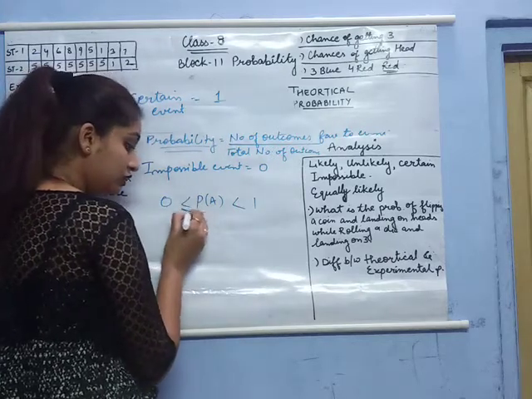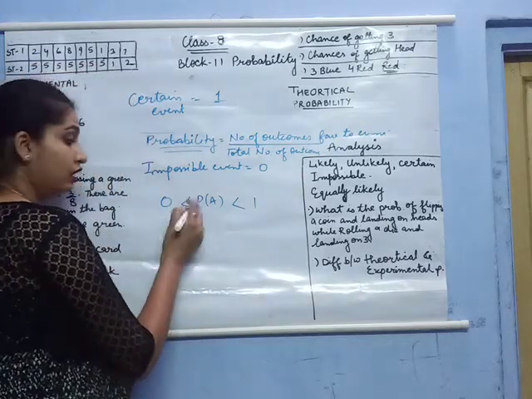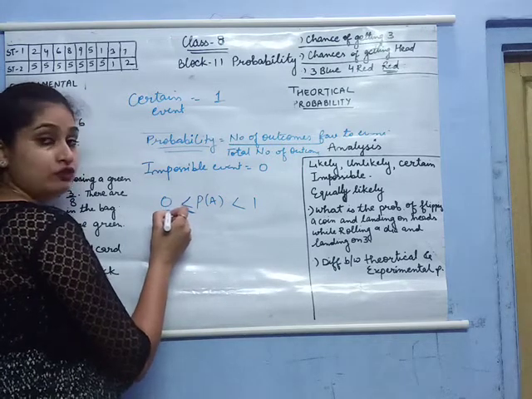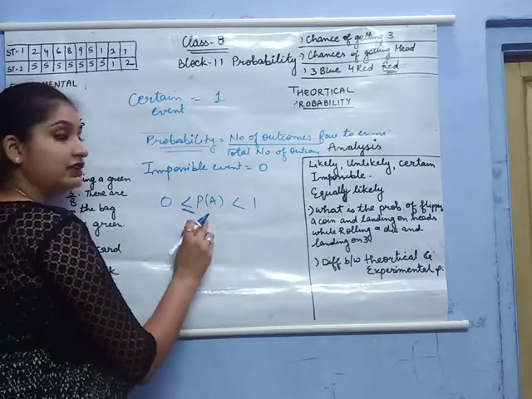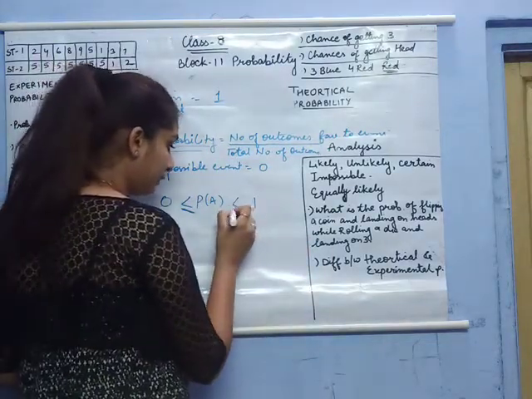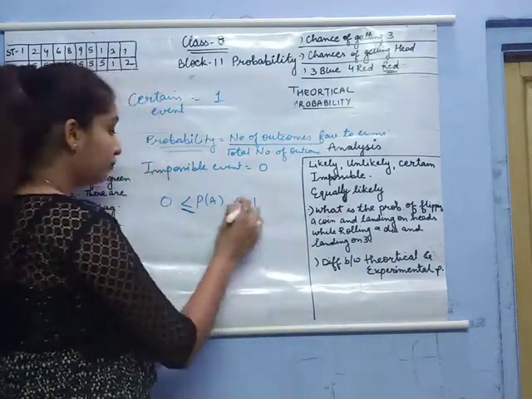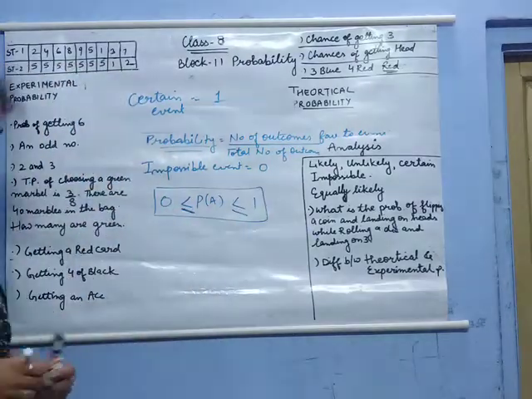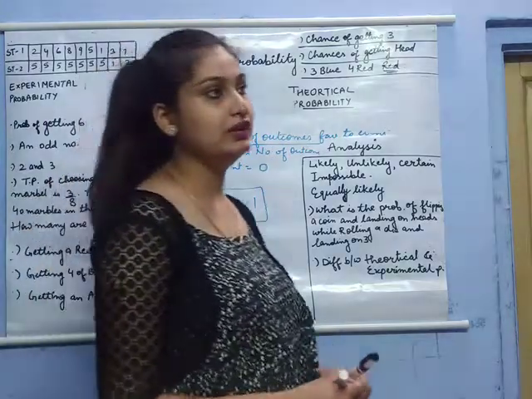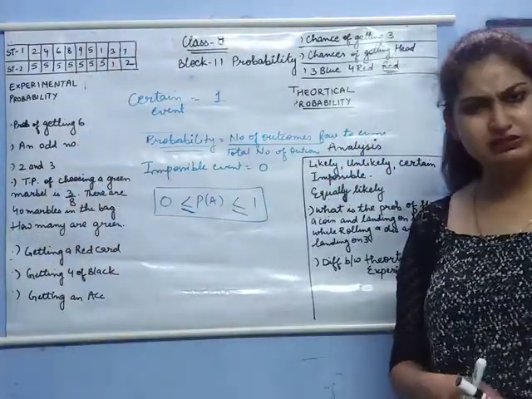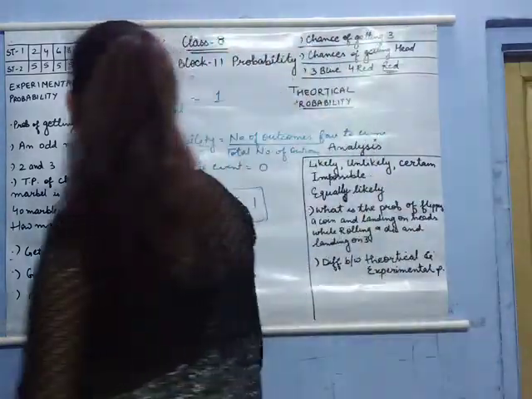It can be equal to 0, or equal to 1, so it is greater than or equal to 0. It is equal to 0 for impossible events and greater for likely events, right? We can say this is for certain events. So probability lies between 0 and 1. We can always represent the probability in fractions, or sometimes in decimals, right?